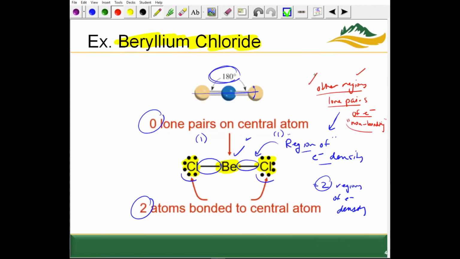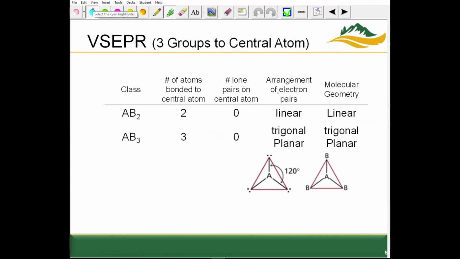So lone pairs, non-bonding pairs of electrons, do count as regions of electron density, as well as physical bonds from the central atom. Let's check out this row now. For an example like AB subscript 3, this is 3 groups to the central atom. So 3 bonds away from A, here's B, B, and B. We call this molecular geometry and this arrangement of bonding electron pairs trigonal planar.